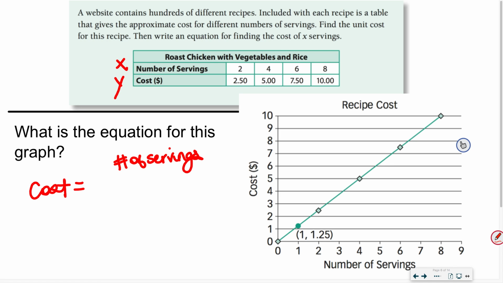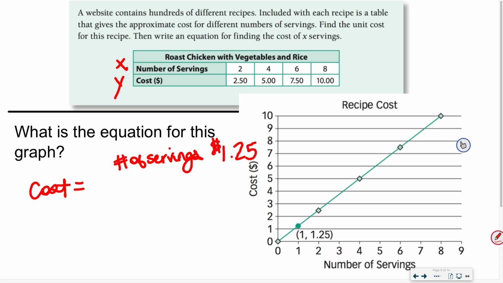And then what? So the cost is the number of servings plus... For every one serving, the cost is $1.25. Okay, so for one serving, the cost is $1.25. So what would I do to the servings to find that total cost if I know that each one is $1.25? Say it again. I can multiply my number of servings by what value? No, the one we had, the units. Exactly, that cost.